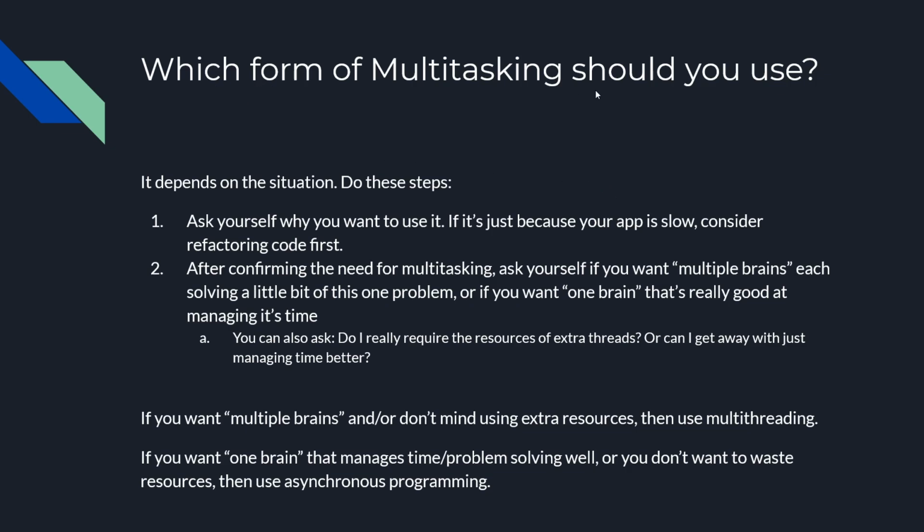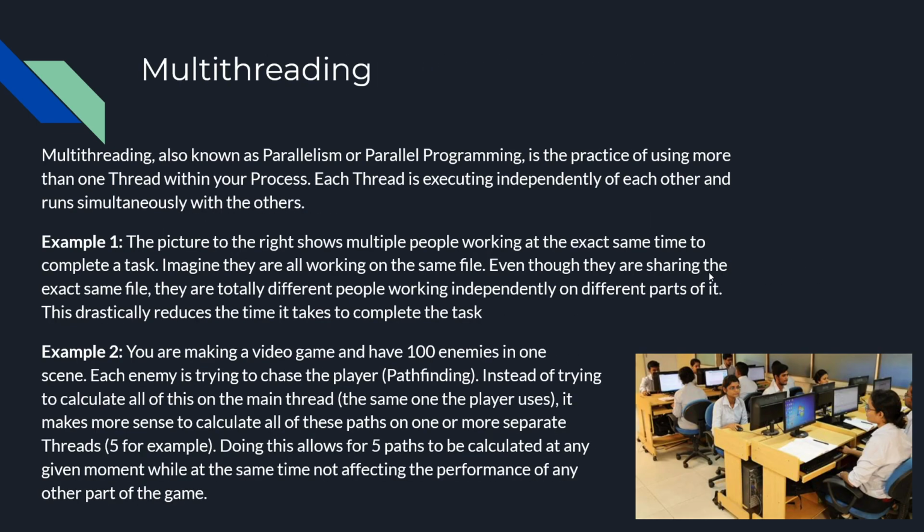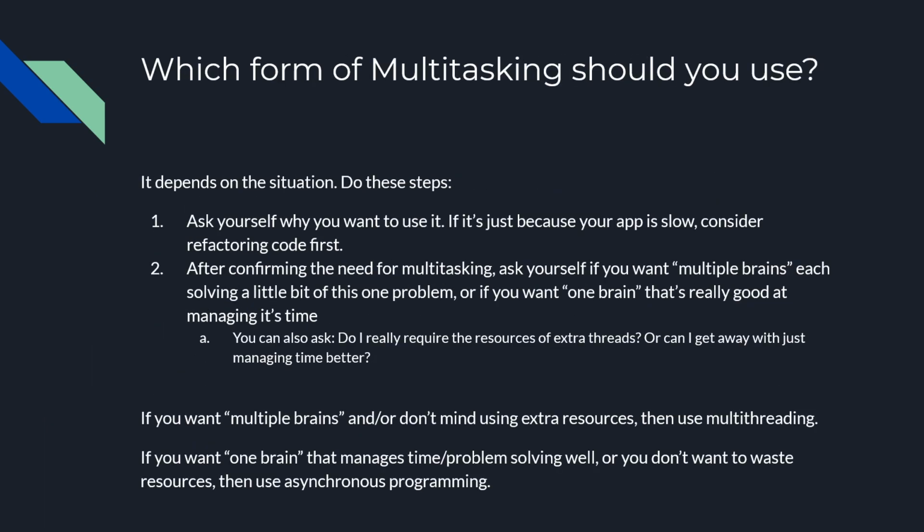Now, which form should you use? I say it depends on the situation. Run through these checks. Ask yourself if you really need it, or why you need it. If it's just because your app is slow, like I said, make sure you don't have bad code. Refactor it first. If you do want it, which could be just because, why not? Ask yourself if you want multiple brains solving one problem, like we had with this example here, or if you want one brain that's just really good at managing its time.